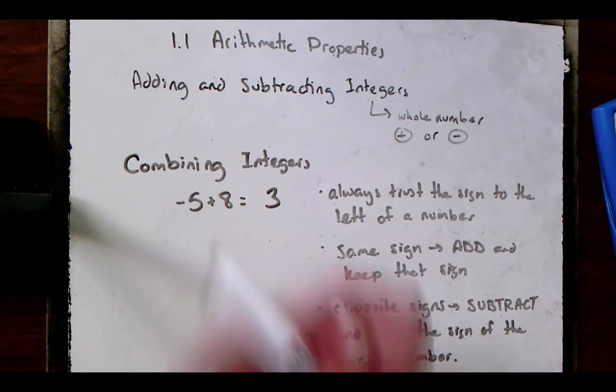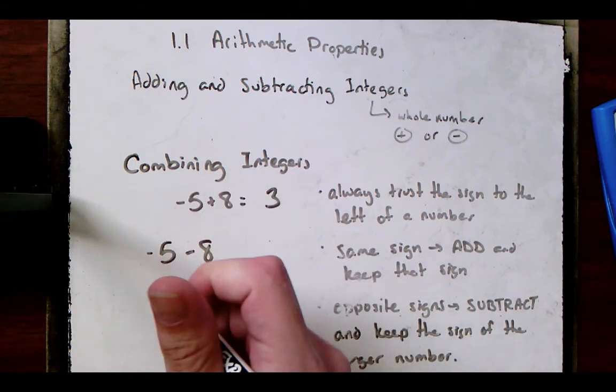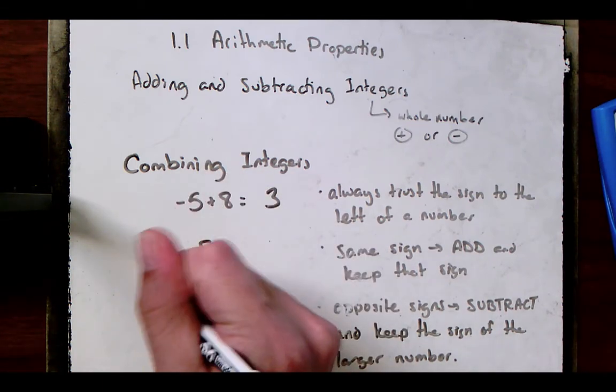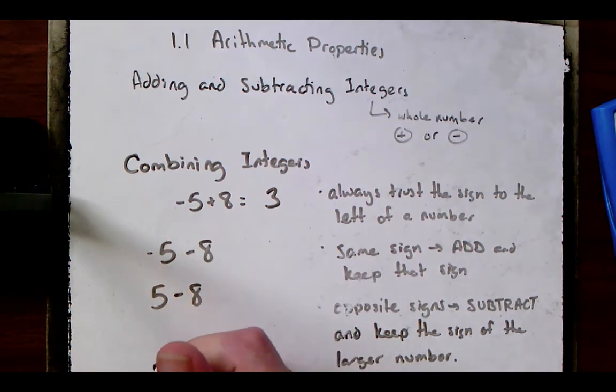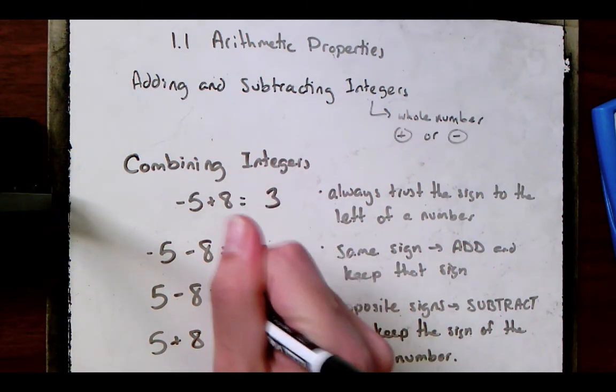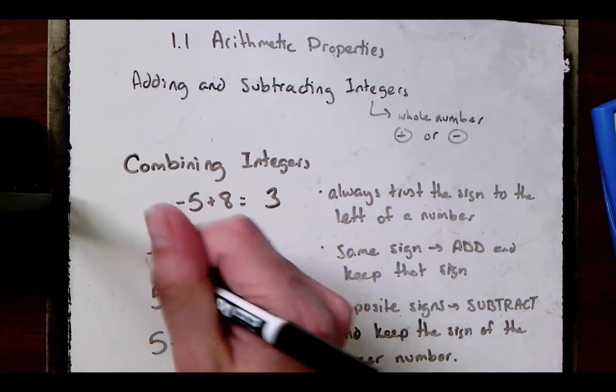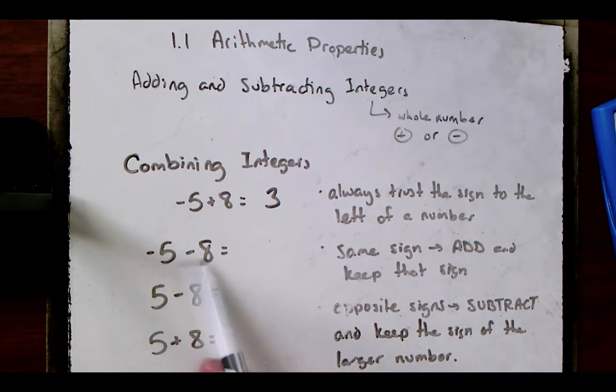Here are a couple more, very similar. Negative 5 minus 8. I'll put 5 minus 8 here. And we'll do 5 plus 8. In each one of these, we're going to identify whether we have the same sign or opposite sign. In this case here as well, I'm going to say here we have the same sign. Our 5 is going to be a minus or a negative. And even though it's like a subtraction here, what I'm doing is I'm taking this 8 and I'm taking this negative and I'm assigning it to 8.